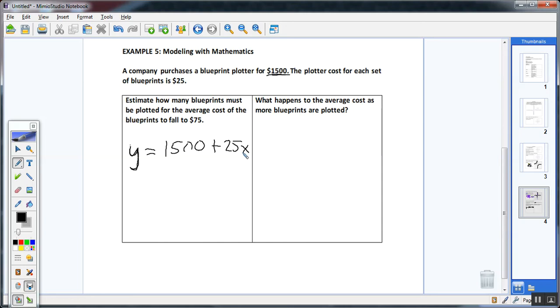I don't know how many prints we're going to make, but what I'd like to know is what are my prints going to average: $75, including the price of the machine. So what they're getting at is this. They're saying the total cost here would be equal to 1,500 plus 25x. But how many prints are we going to make? How many prints are you going to make? Okay, so wouldn't the average be this total divided by the number x right here? Okay, so my average rate here then would be 1,500 plus 25x all over what, kids?